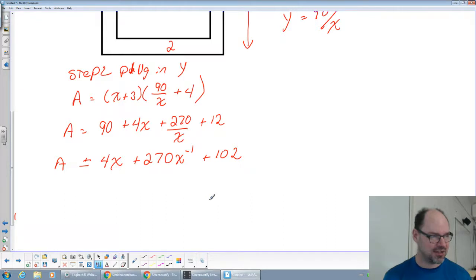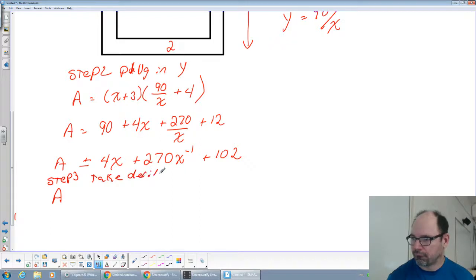Now we want to take dA/dx, the derivative of A with respect to x. So step 3 is take the derivative. Okay, so our derivative is 4.